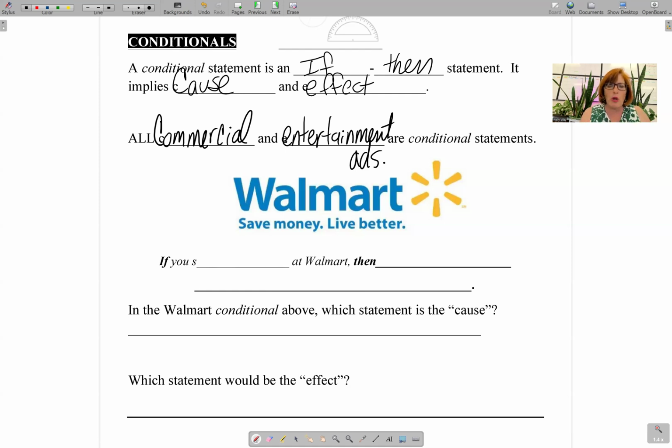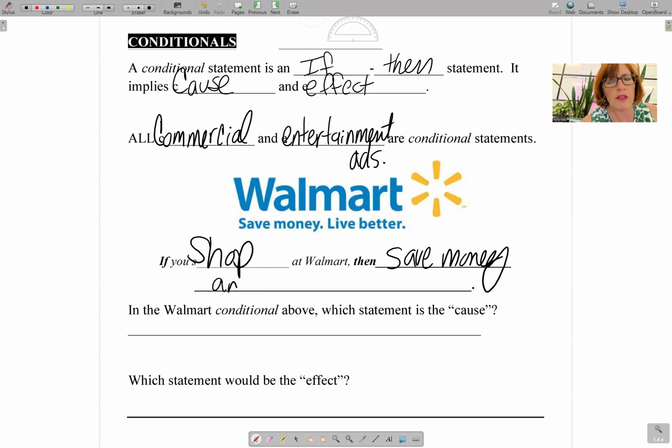Here is a simple logo. Walmart, save money, live better. That's their slogan. And what it's communicating is this: if you shop at Walmart, then you will save money and live better.